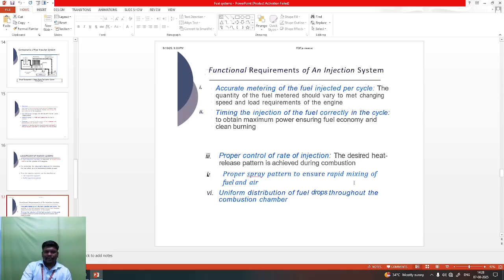Okay, next one is uniform distribution of fuel droplets throughout the combustion chamber. So the fuel droplets should be distributed uniformly throughout the combustion chamber.